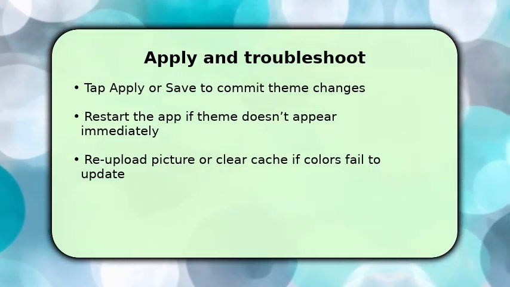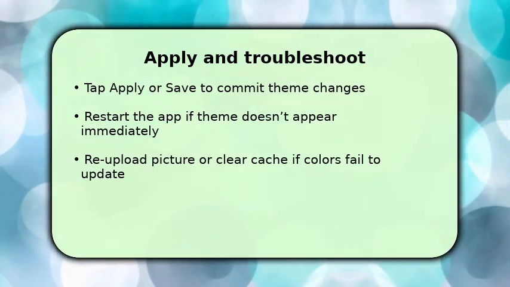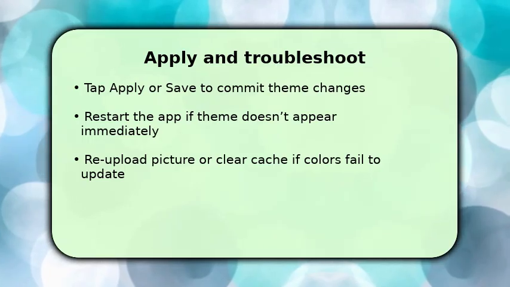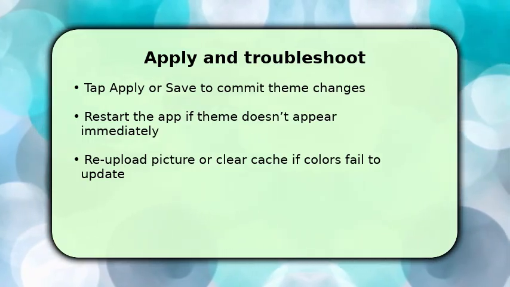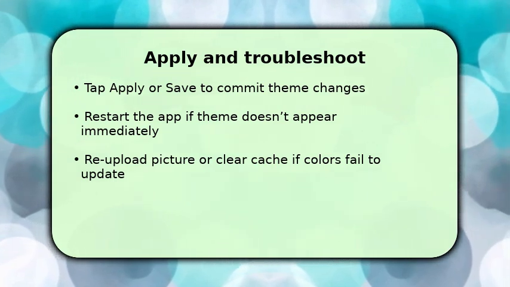If colors look wrong, re-upload a higher contrast picture or clear the app cache and retry. As a last resort, reinstalling the app resolves persistent display glitches. This usually fixes stubborn theme update problems.